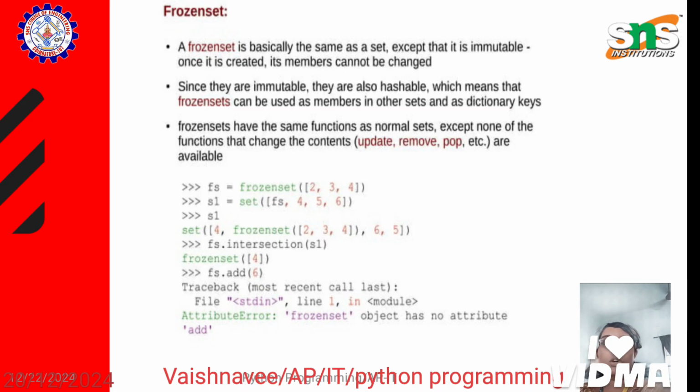Frozen sets have the same functions as normal sets, except none of the functions that change the content. For example, update, remove and pop will not be available. So fs equals frozenset of 2, 3, 4, and S1 equals set of 4, 5, 6. fs.intersection(S1): 4 is the only thing repeated in both, so it gives 4. fs.add(6) cannot be done because it is immutable. So the frozen set is immutable.